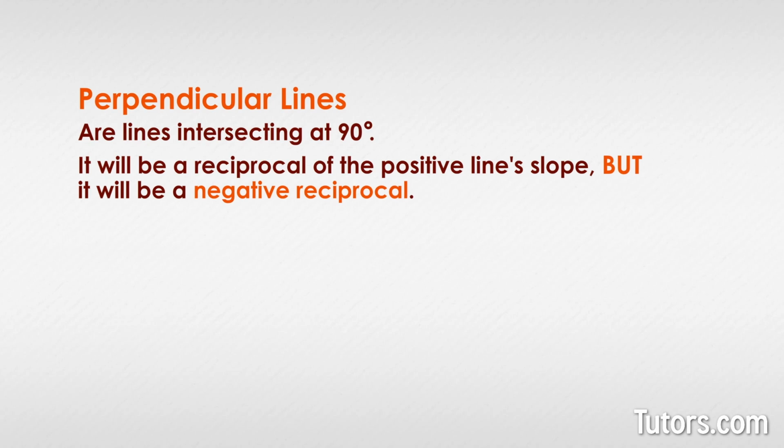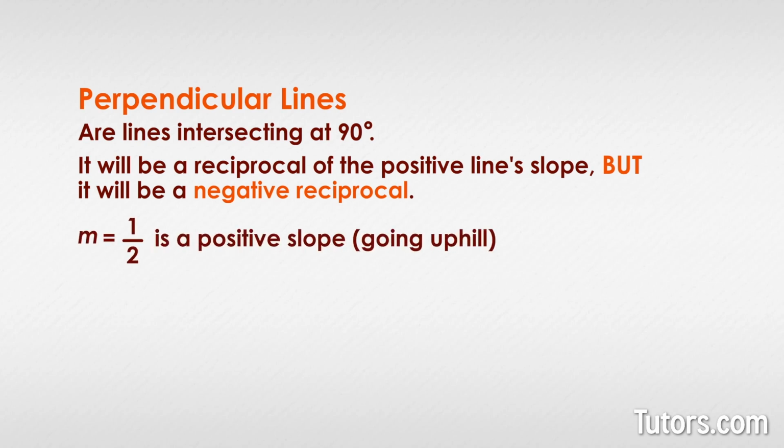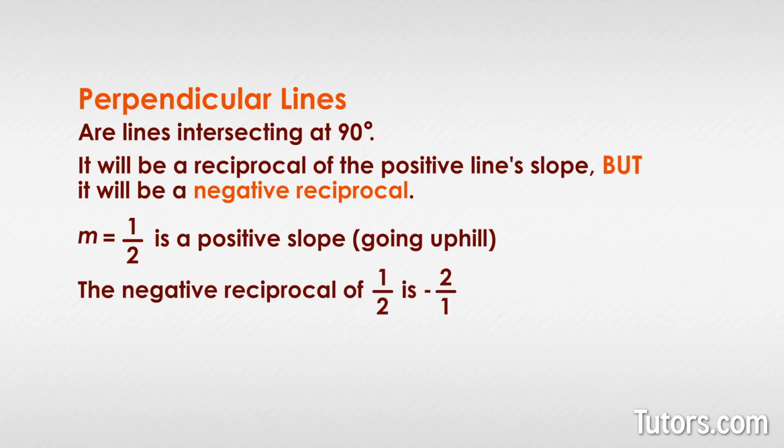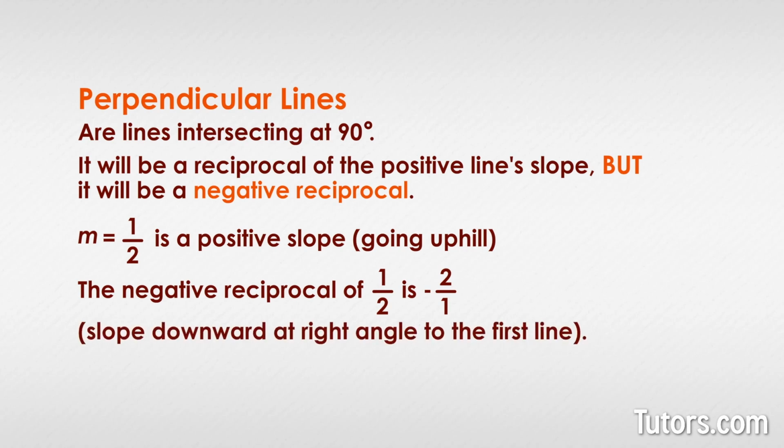In our previous slope example, a line where m equals 1/2 is a positive slope, going uphill. A line perpendicular to that will be a reciprocal of that slope. So it will first be 2/1, the reciprocal of 1/2, but it must also be -2/1, the negative reciprocal, to slope downward at a right angle to our first line.